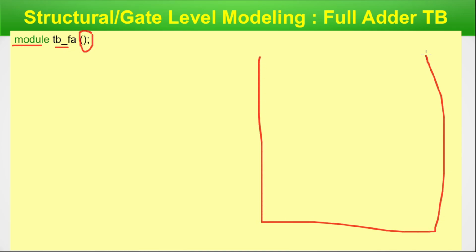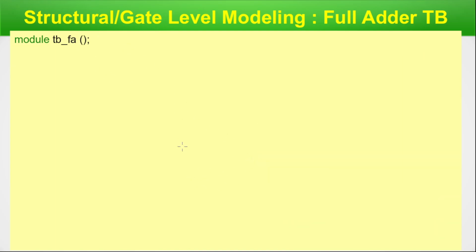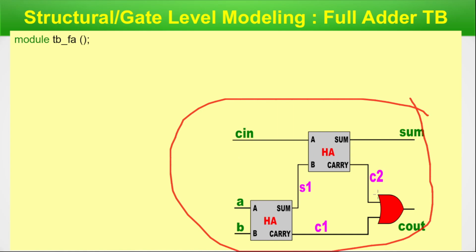So here we start writing our code. Here we write our module and test bench. Since this is a test bench, this is like a breadboard on which you are putting your module as a chip. It does not have ports, so there are no ports defined here. Here is our basic circuitry of the full adder, which we are instantiating inside this test bench.